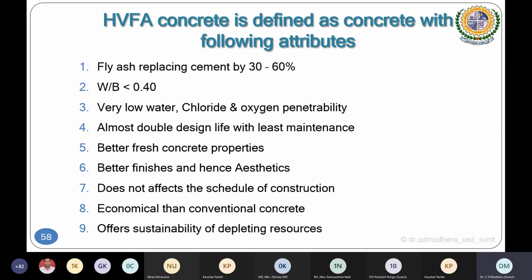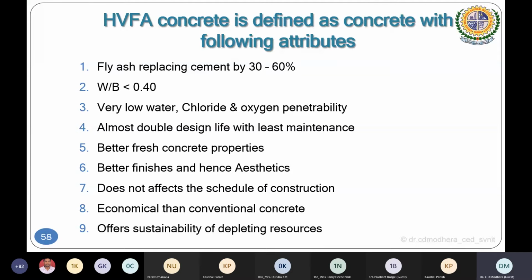Water binder ratio: the W by B, because your cement is also there and F is also there, fly ash. So C plus F, B stands for binder. It must be less than 0.4. Very low water, chloride and oxygen penetrability, almost double the design life compared to traditional concrete. So these things are available in literature. This is based on literature, and all these points are mentioned.